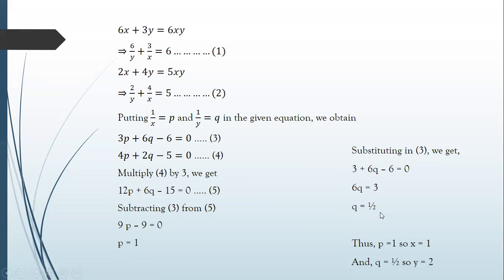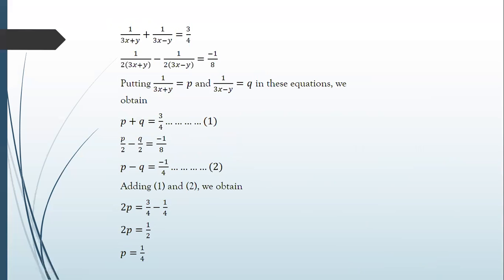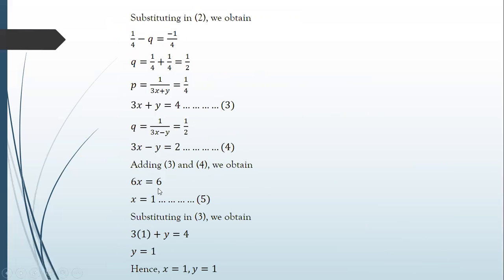Again, we have to find the value of x and y. In this equation, we have denominators 3x plus y and 3x minus y. So let us substitute 1 by 3x plus y as p and 1 by 3x minus y as q. So we have p plus q is 3 by 4, p minus q is minus 1 by 4. Solving, we get p as 1 by 4 and q as 1 by 2. Substituting back to get x and y, we get x as 1 and y as 1.